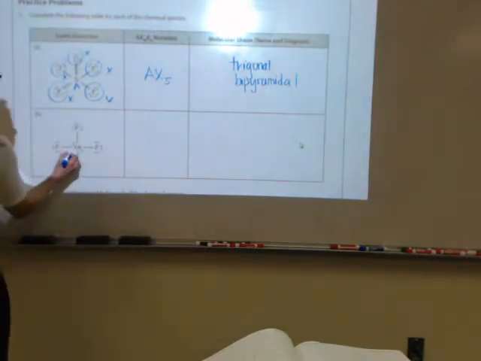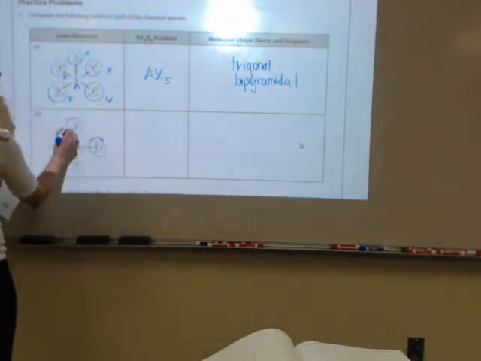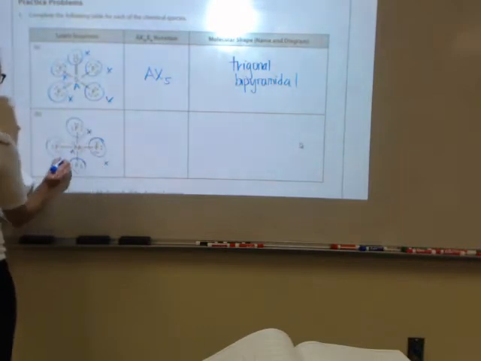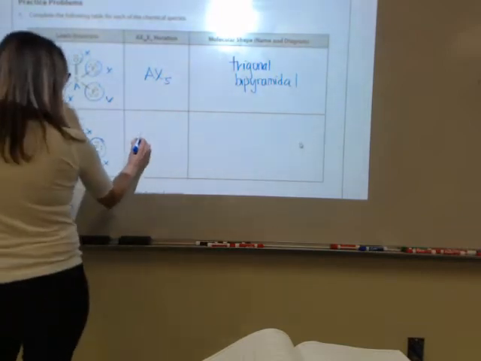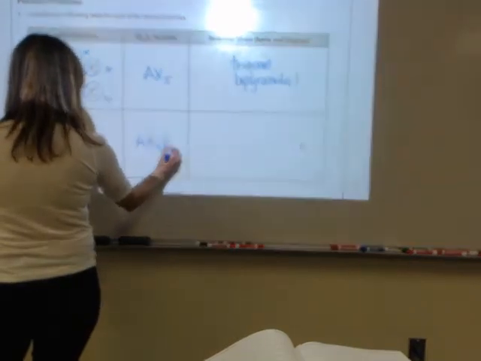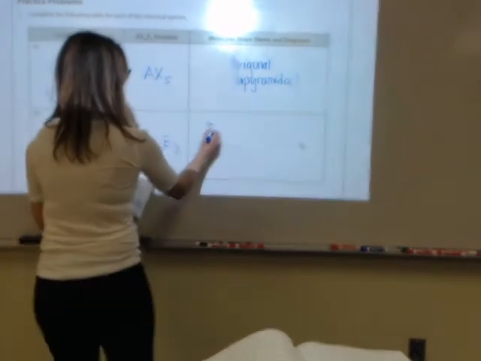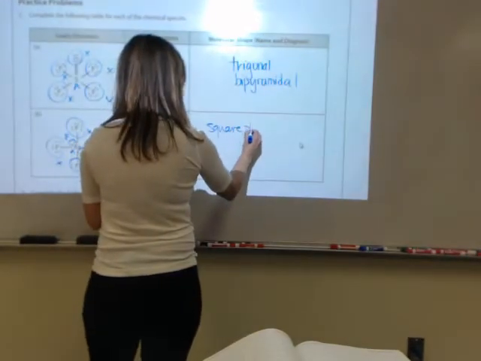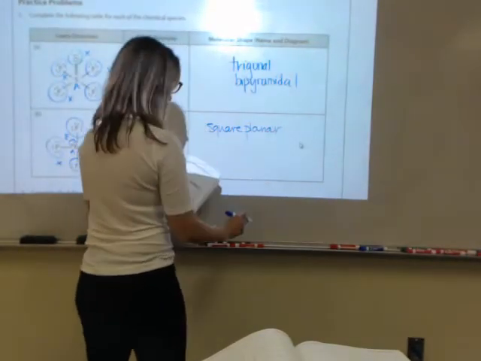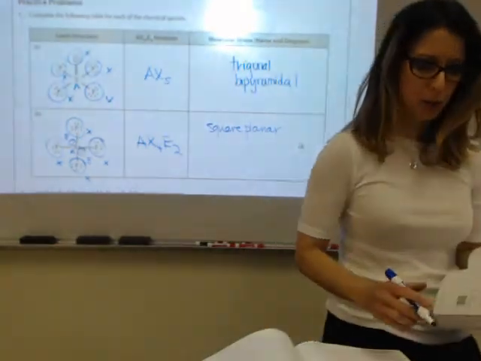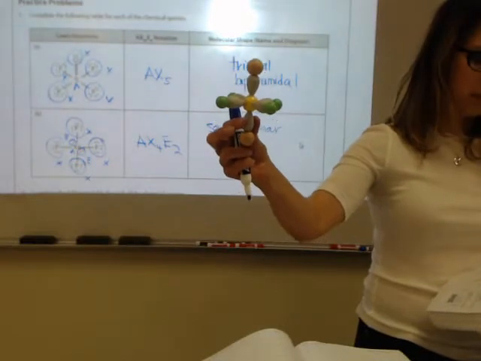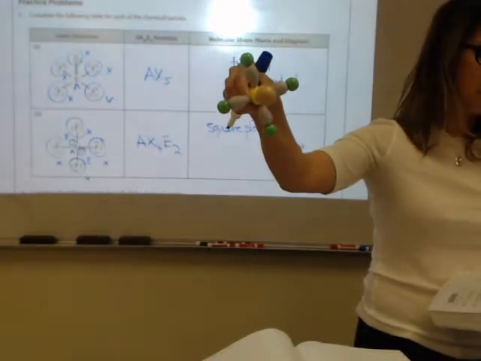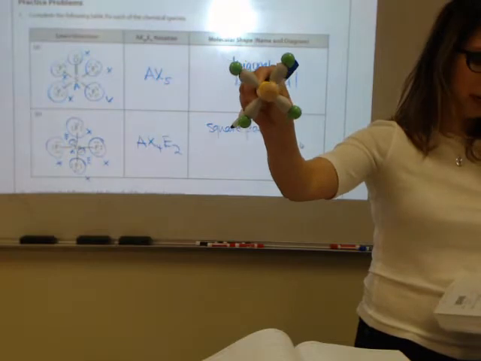For B, this is A for our central atom, X, E, and I have 4 bonded groups, which are my X's. I have 2 lone pairs of electrons on my central atom. So this designation is AX4E2. That means this is square planar. So remember, that's where we had a lone pair of electrons above and below the central atom, and then you had 4 bonded groups in a plane that looked like a square.